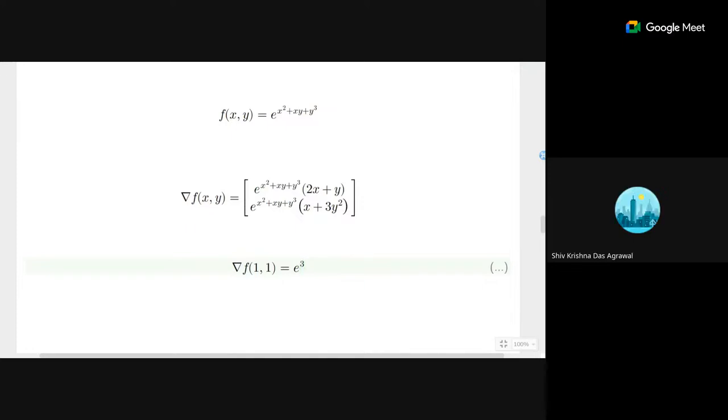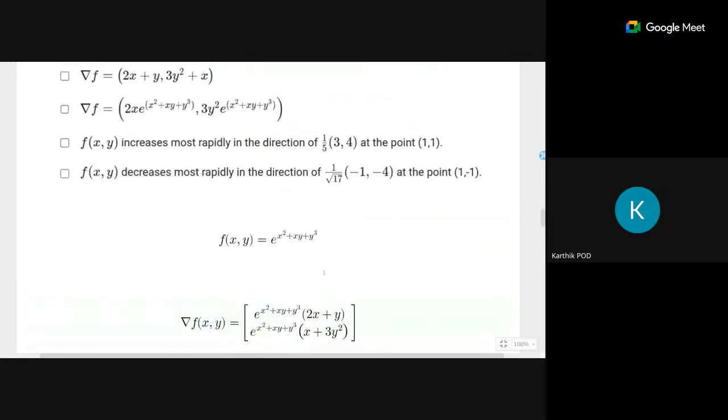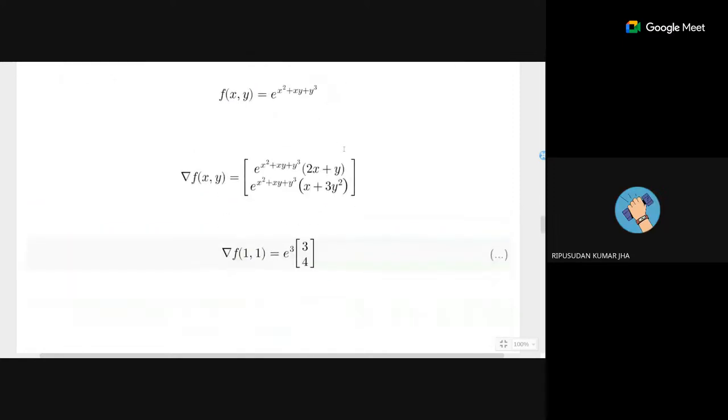Yes, 3, 4. Okay, I'm assuming this is correct. Okay, this is the gradient. Now, the unit vector in the direction where the function increases the most will be e raised to 3 into 3, 4, over the square root of 25. Okay, e raised to 3 just stays as a factor. So it's just 3, 4 by 5, right? So one fifth times 3, 4.